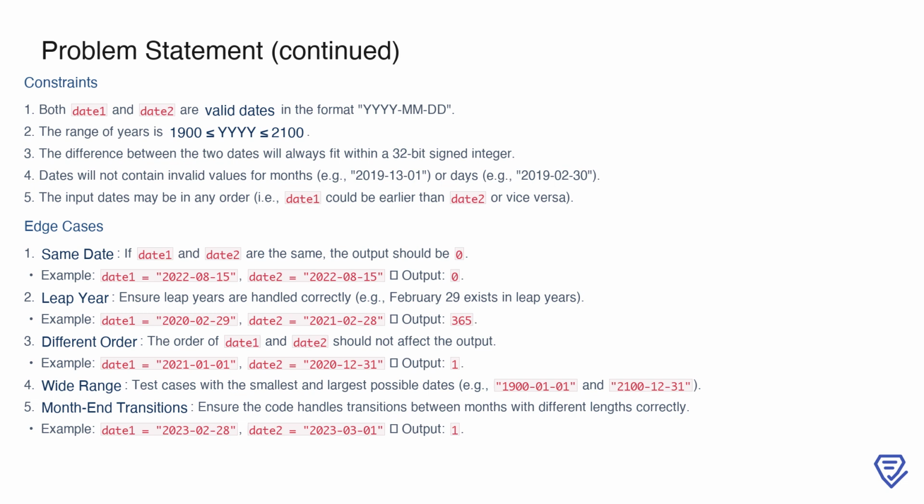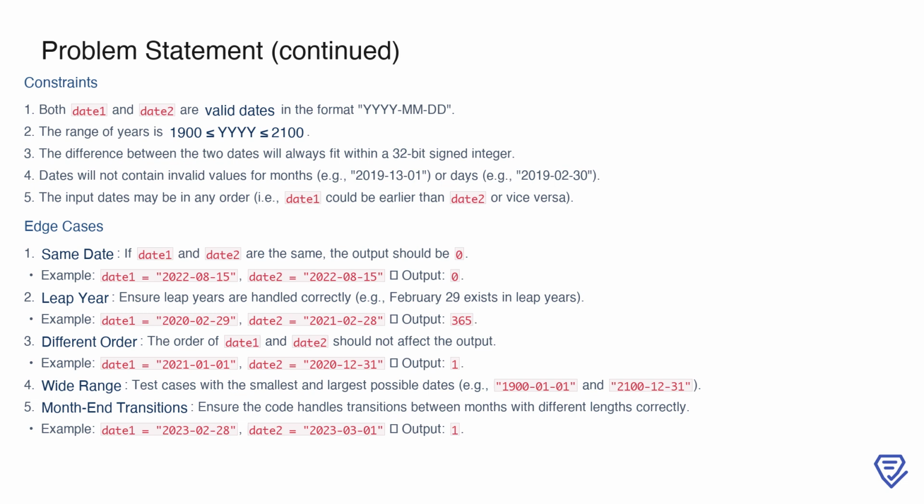First, both date 1 and date 2 will always be valid dates in the format YYYY-MM-DD, within the range of 1900 to 2100. The difference between the two dates will fit within a 32-bit signed integer, so you don't have to worry about overflow. The dates will never contain invalid values, like a 13th month or a non-existent day.